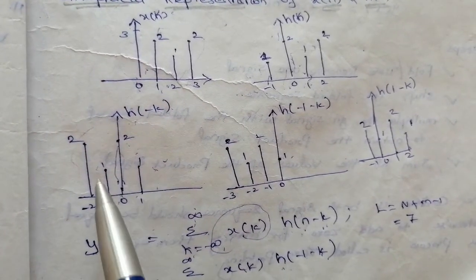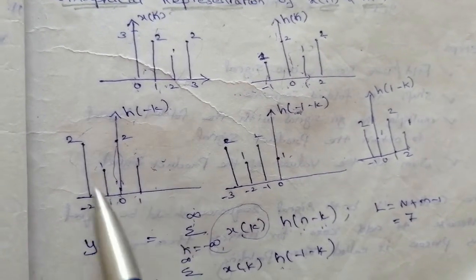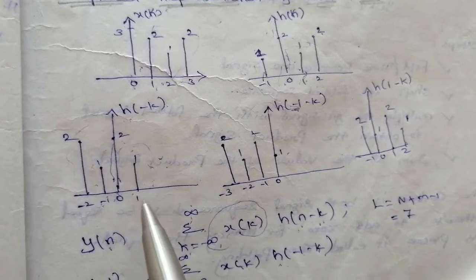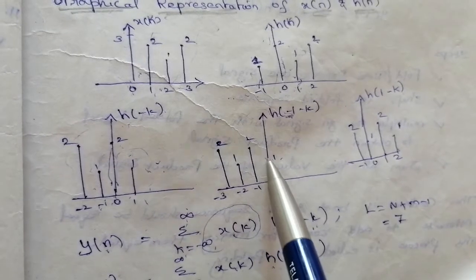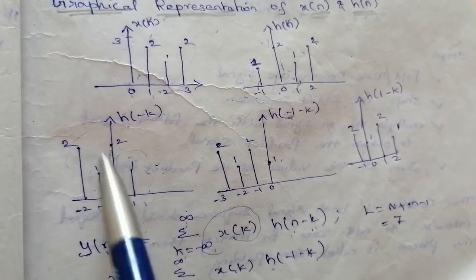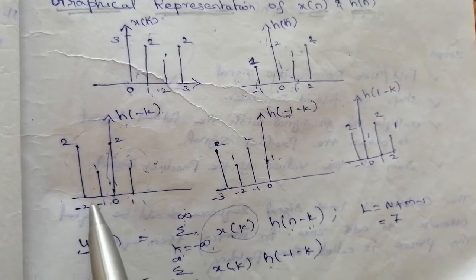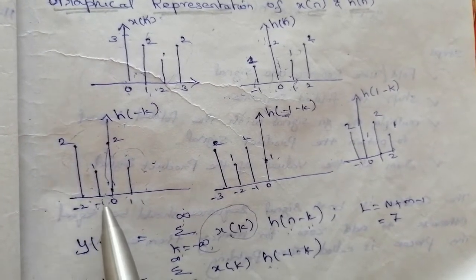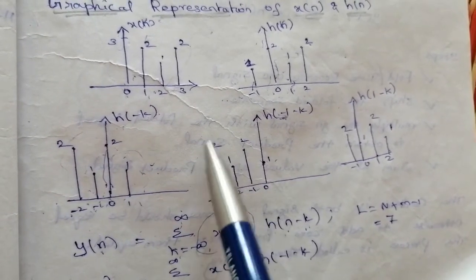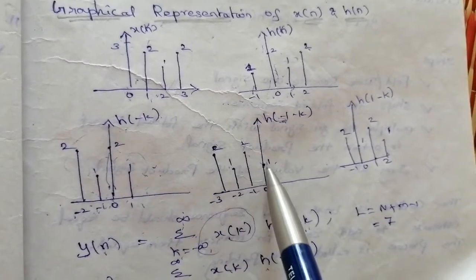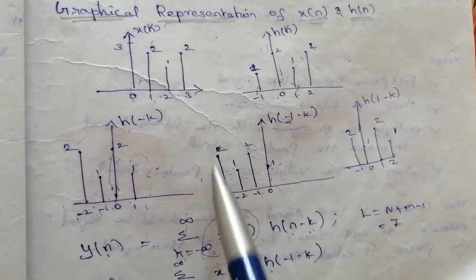So here minus 1, that is 1 point negative side is shifted in this diagram. That is, this 1 goes to 0. So this 1 amplitude goes to 0 amplitude. Then the 0 value is 2, this value goes to minus 1. That is, a negative side 1 position is shifted. So minus 2 is shifted to minus 3, minus 1 shifted to minus 2, 0 is shifted to minus 1, 1 is shifted to 0. That is, the input value is shifted to the negative side by 1 position. So we get this h of minus 1 minus k diagram.